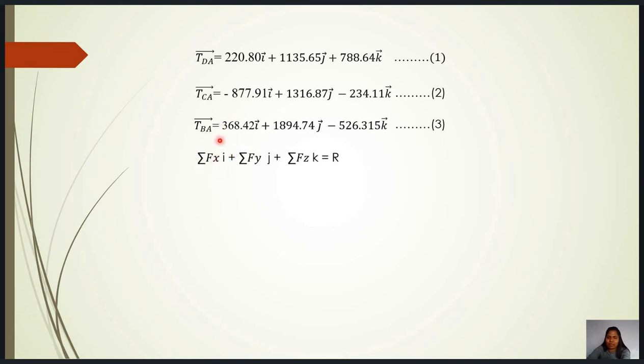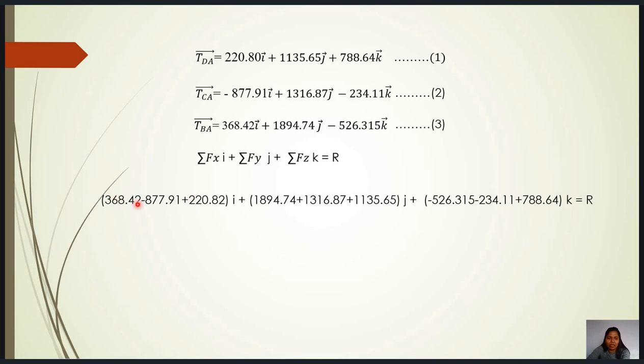So when you find summation fx, you have to add the x component of every force, meaning the x component of TDA, of TCA and of TBA. When you find summation of y, you have to add the y component of TDA, TCA and TBA. And when you find summation of z, you have to add the z component of TDA, TCA and TBA. That is this. So here I have added all the summation of x, summation of y and summation of z. This is the vector form of the resultant force.